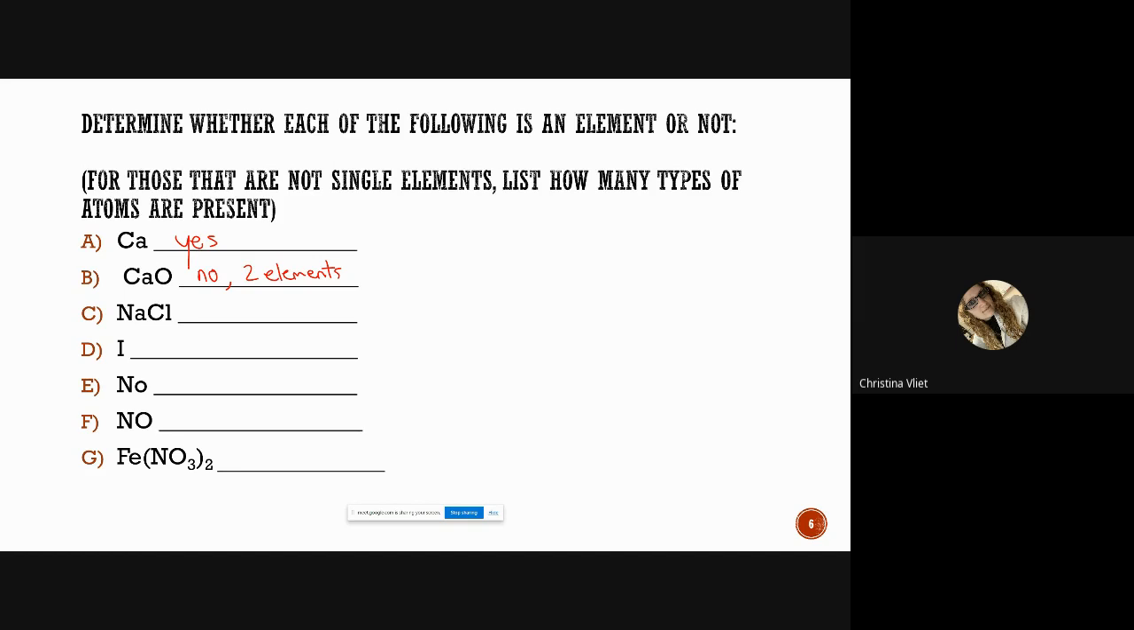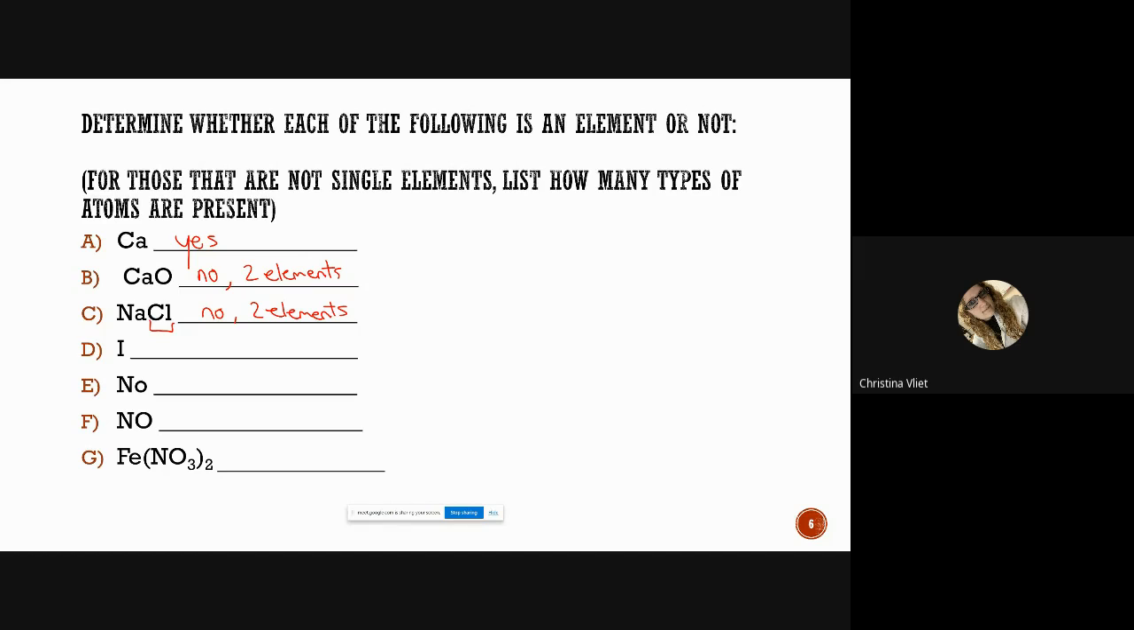NaCl, yes or no? No. How many elements? Always confusing. 2. C with what looks like a capital I is not a capital I. It is always a lowercase L, and it is chlorine. This is Cl. Capital I and lowercase L look almost identical to each other. This is 2 elements. It's sodium chloride or table salt.